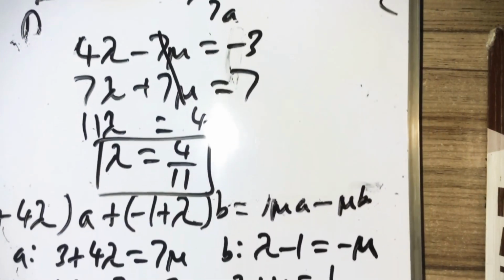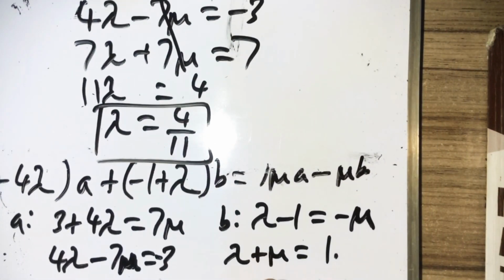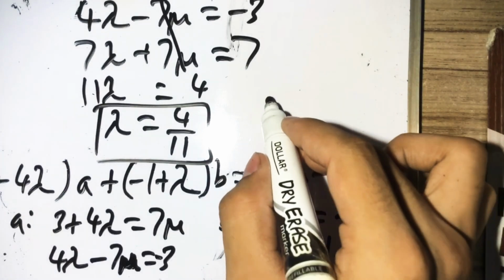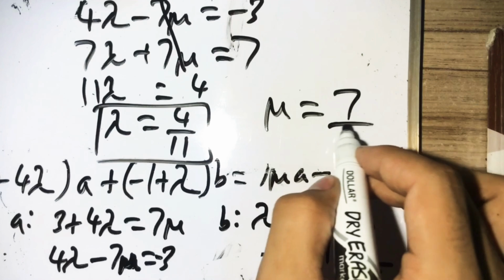And for nu, we'll use this equation. We have lambda is 4 upon 11. So nu is equal to 1 minus lambda, 1 minus 4 upon 11. So nu is coming equal to 7 upon 11.